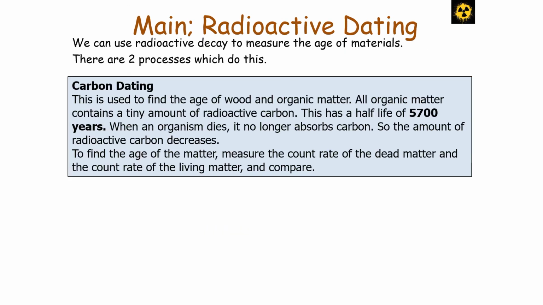So we can use radioactive decay to measure the age of materials, and there are two processes to do this. Carbon dating is used to find the age of wood and organic matter. All organic matter contains a tiny amount of radioactive carbon, which has a half-life of 5,700 years. When an organism dies, it no longer absorbs carbon, so the amount of radioactive carbon decreases. To find the age of matter, we measure the count rate of the dead matter and the count rate of the living matter and compare.